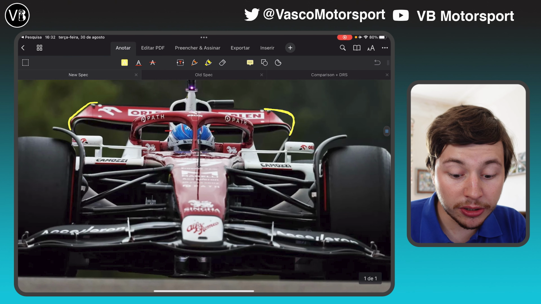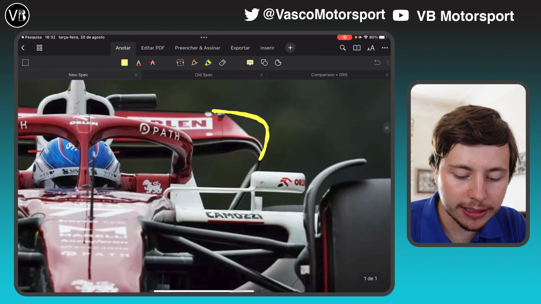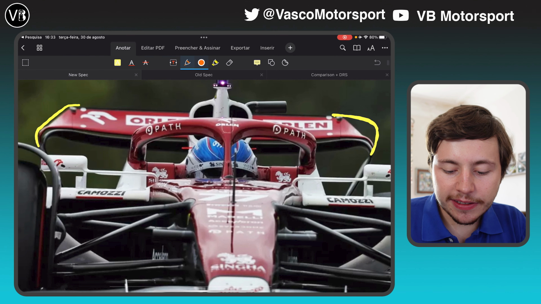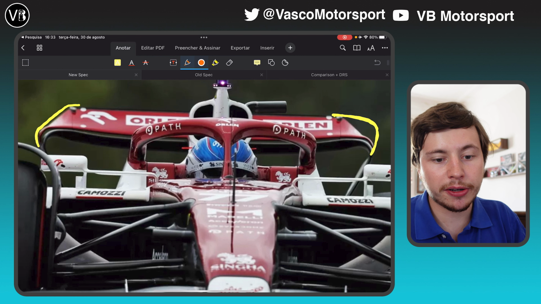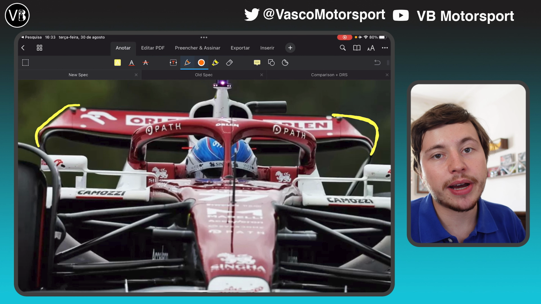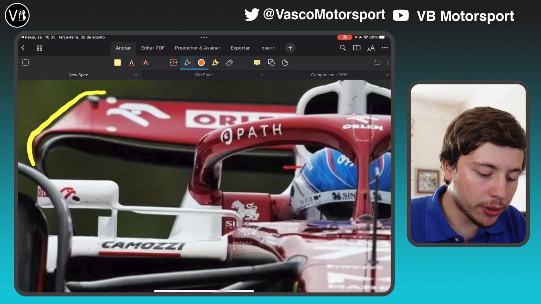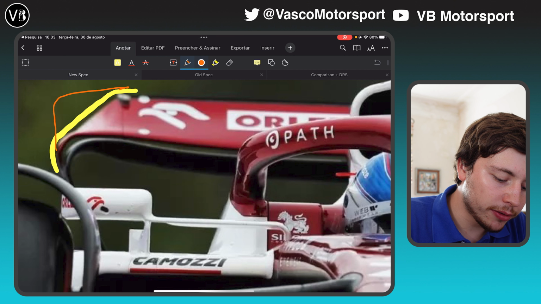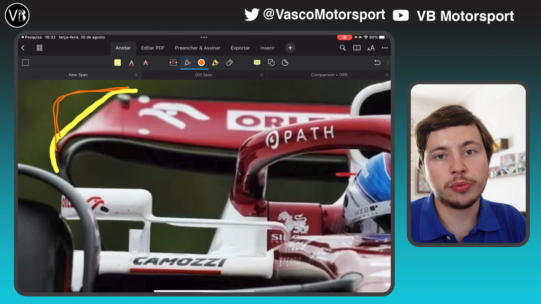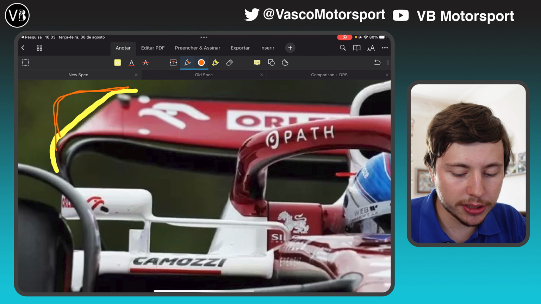But if you compare it to the new spec, they seem to have cut down the corner of the wing. By cutting down the corner of the wing right here, they have taken out a big chunk of the vertical cross section and therefore minimized the drag of the rear wing. So you can see right here that instead of the rounded shape, they have basically cut out this corner right here, and now the wing is much more efficient when it comes to reducing drag.